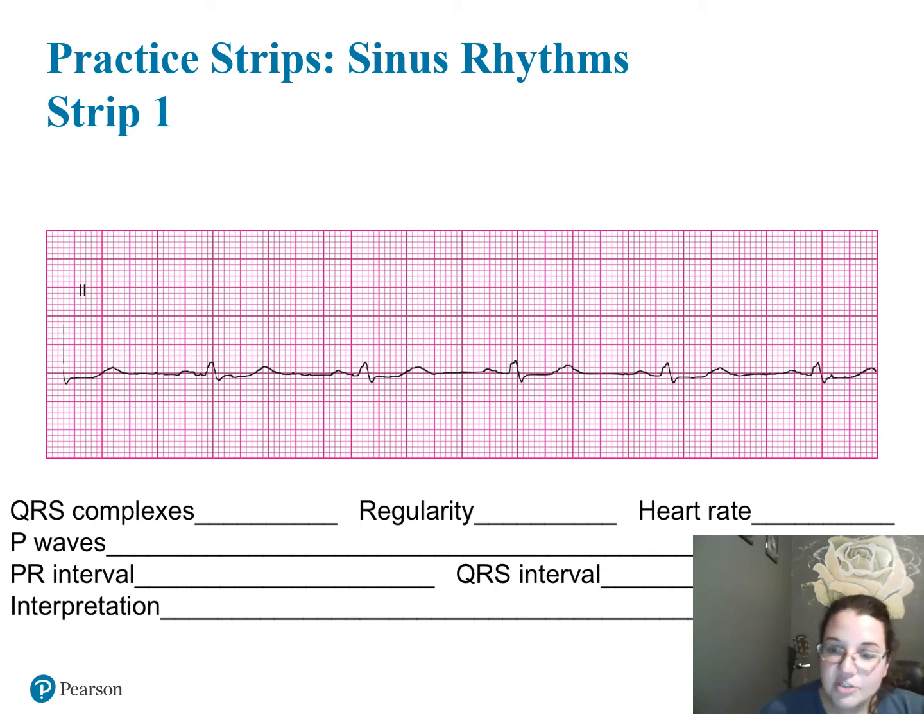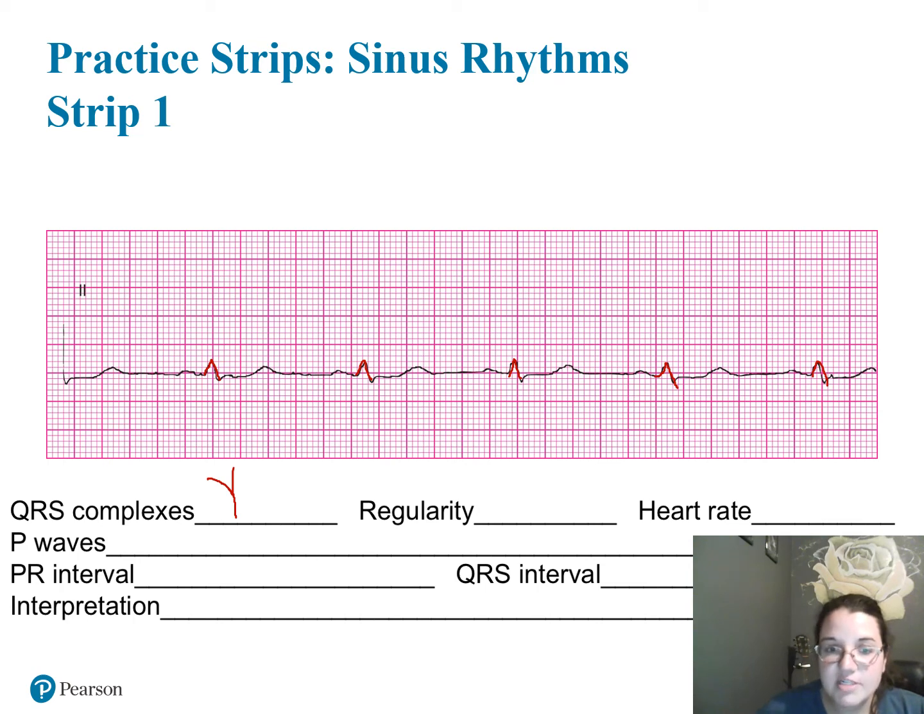So here are those questions I was talking about. The first question is, do we have QRS complexes? How do you find the QRS? You're going to look for the spikes. There's 1, 2, 3, 4, and 5. All right, so yes, I have QRS complexes.